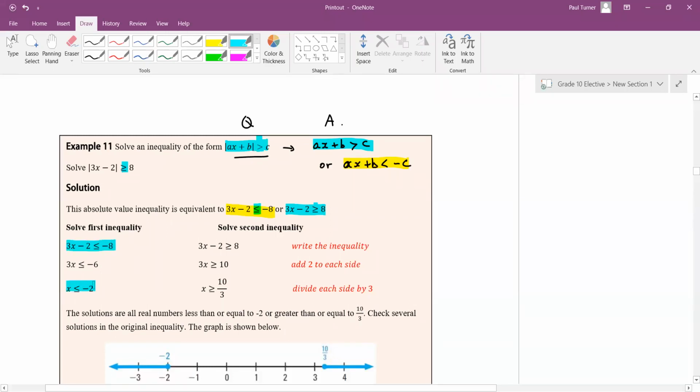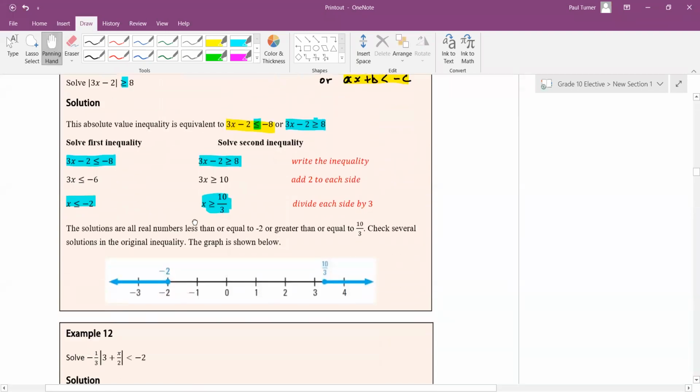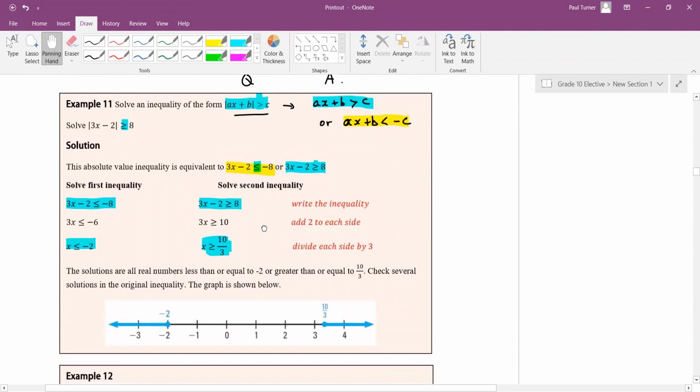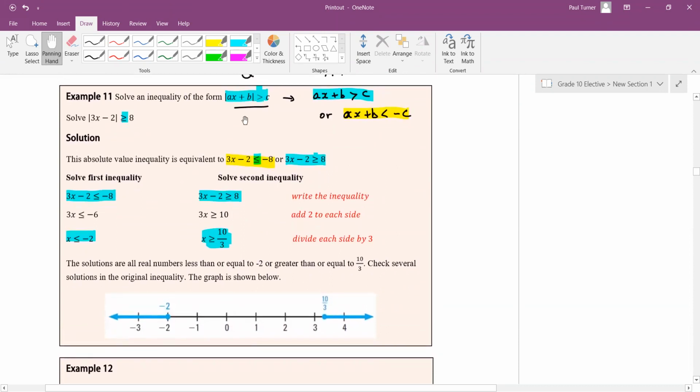We'll get x less than or equal to minus 2. Then we'll solve the second one, and x can be greater than or equal to 10 on 3. So on the number line, that would look like this. Less than or equal to minus 2 is here, and greater than or equal to 10 on 3 is here. So either of those values will make this true, but not in the middle here.